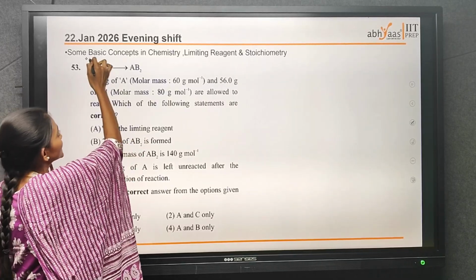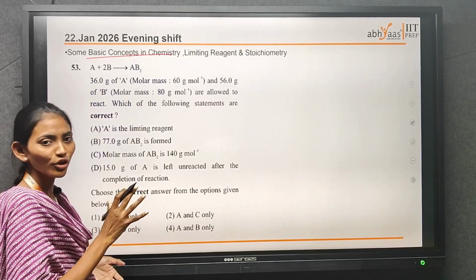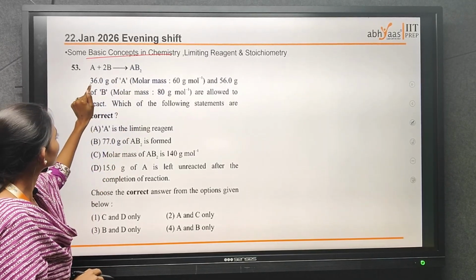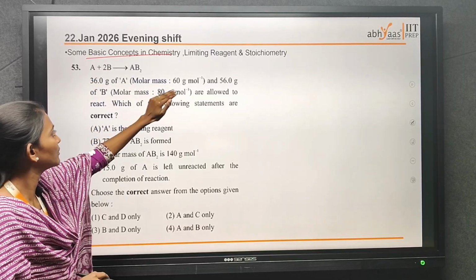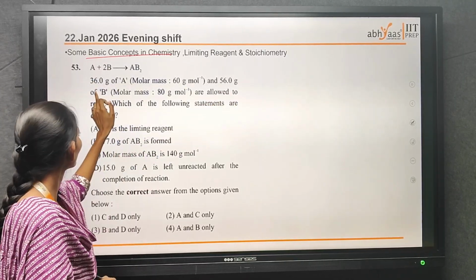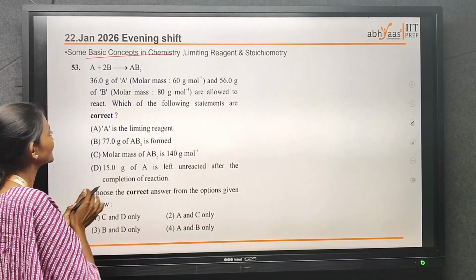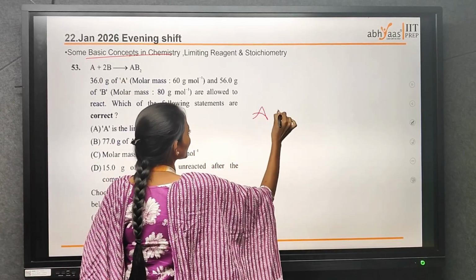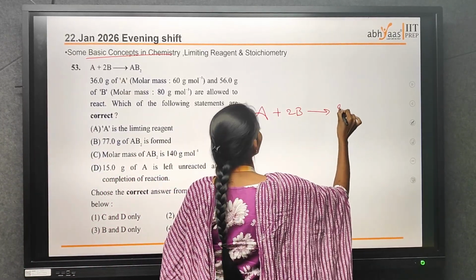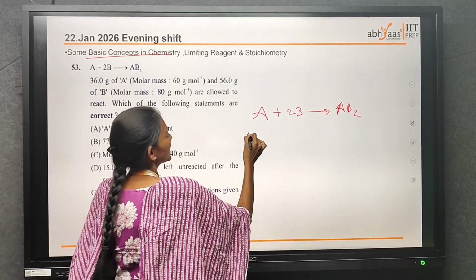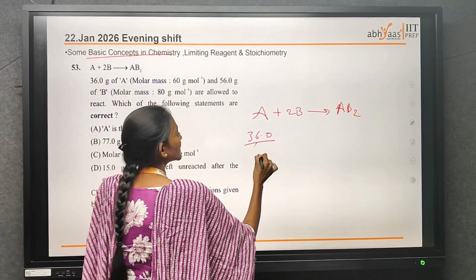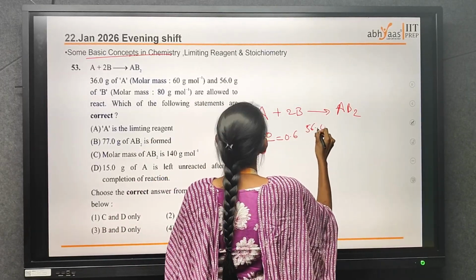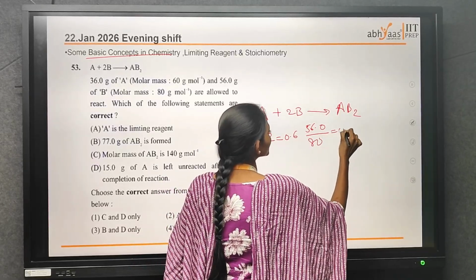This question was asked from some basic concepts in chemistry, which is the limiting reagent from the stoichiometry concept. Here they have given A plus 2B gives AB2. They have given 36.0 grams of A and its molar mass, and 56.0 grams of B with its molar mass 80. They are asking whether the statements are correct or not. The first is A is the limiting reagent. When you do for A and B, 36.0 by 60 gives 0.6, and for B, 56.0 by 80 gives approximately 0.7.